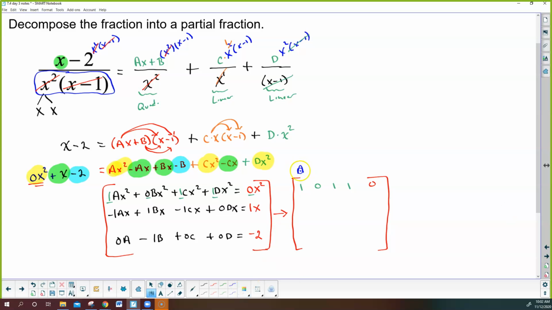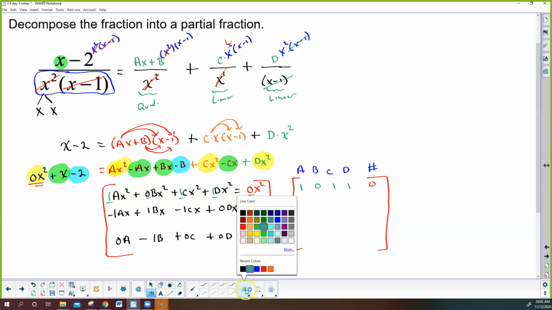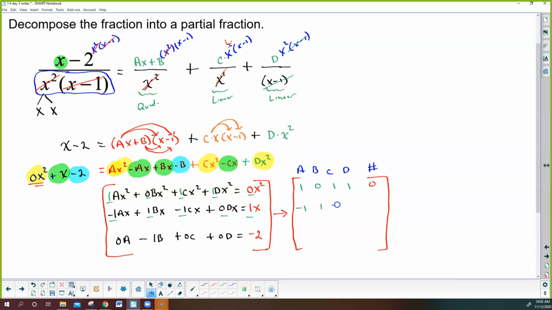Some students like to write A, B, C, D, and then my answer or the number. All right, and then do the same thing with the x's. We've got a negative 1, a negative 1, a 0, and the answer of 1. Last one.